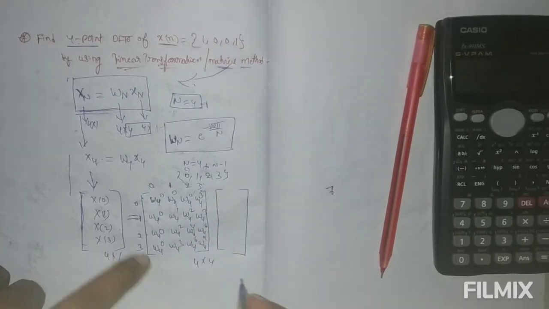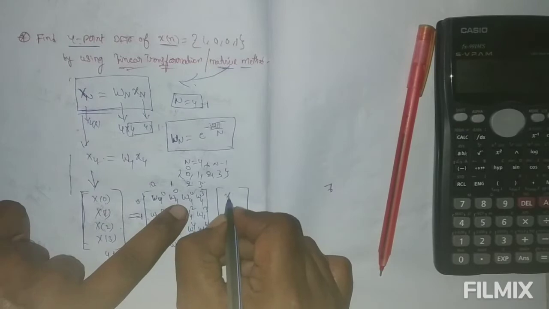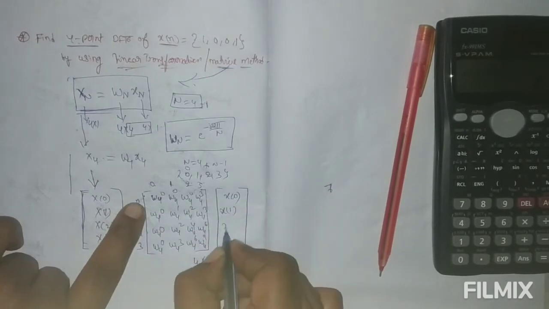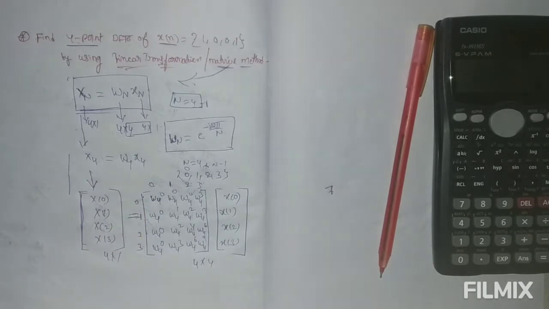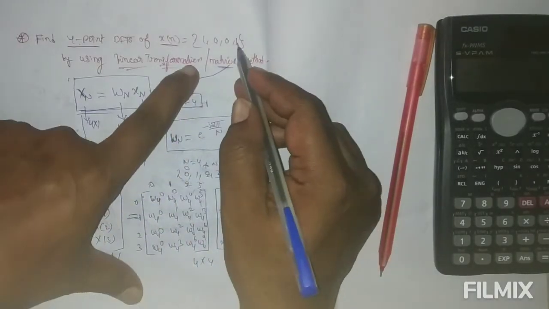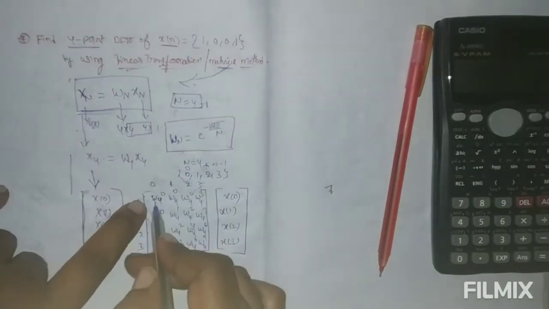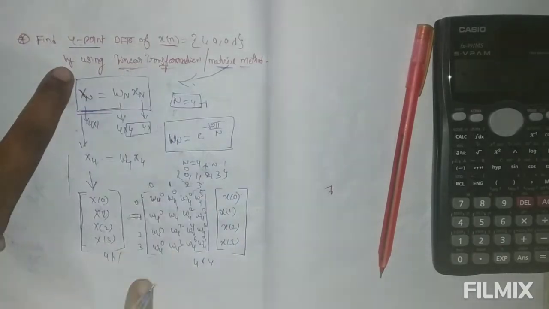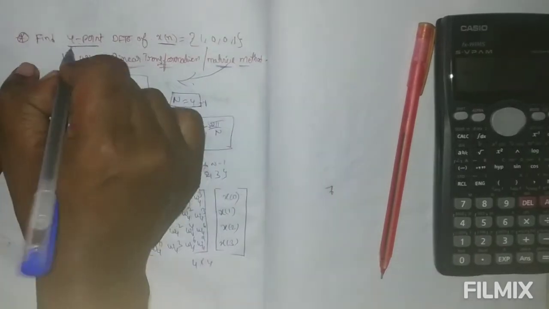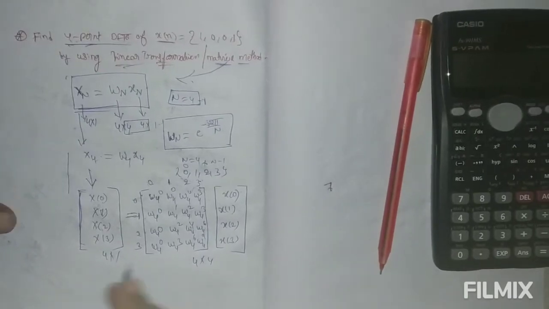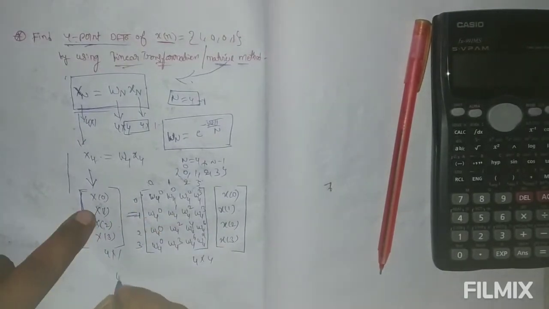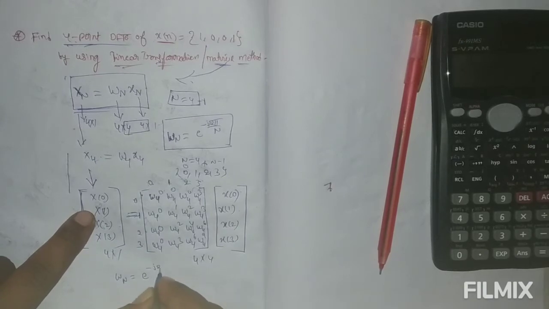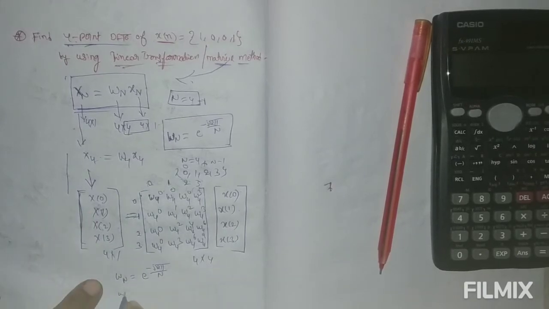This is the 4 by 4 matrix of twiddle factor values, and this is small x of n: x of 0, x of 1, x of 2, x of 3. For the given problem, we first find the Fourier factor values, and then we get the required solution, the 4-point DFT of the given sequence. First we find W4 0. You know the formula W N equal to e power minus j 2 pi by N. Here N value is 4, therefore W4 equal to e power minus j 2 pi by 4.